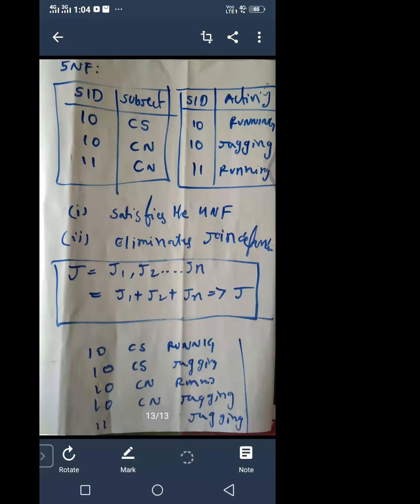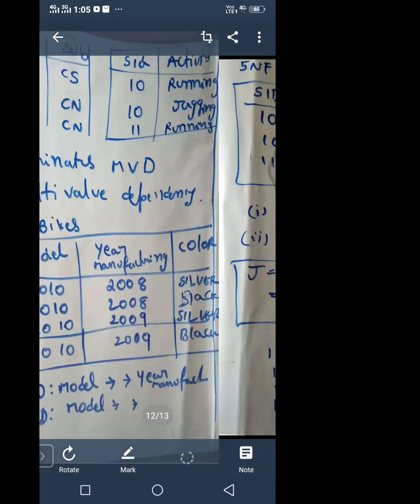Now please observe another thing. Again S1.SID equals S2.SID, so 10 is also matched with another one: 10 CS jogging. Next, the same ID is not there, so we try again with the second tuple. 10, 10, so 10 CN running, and another one is 10 CN jogging. So four rows are formed, and the last one is 11 CN running. So the original table is formed here.